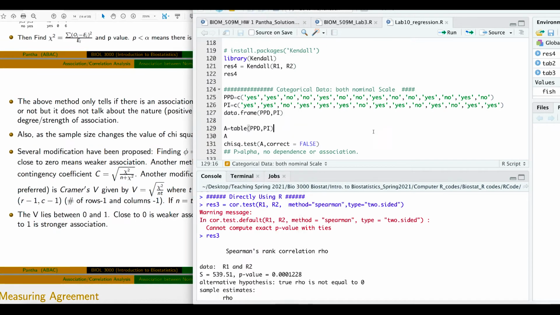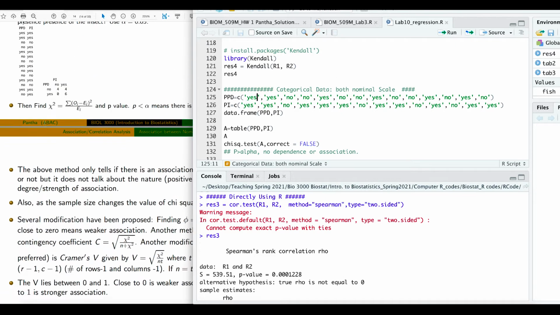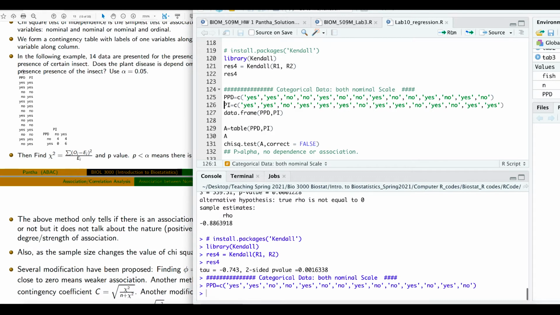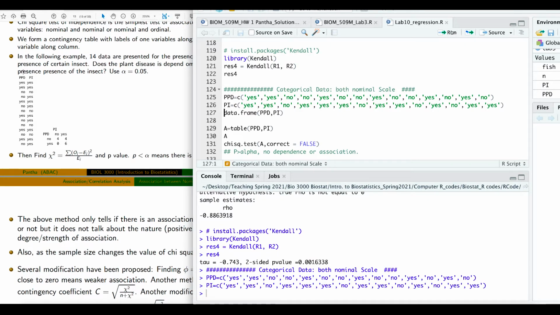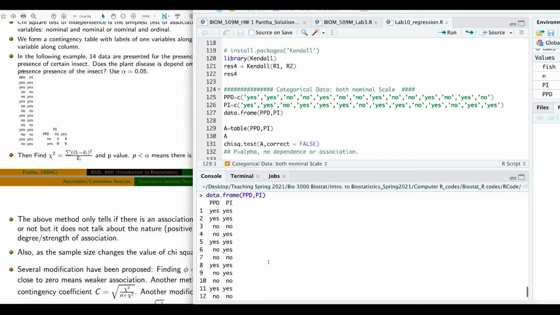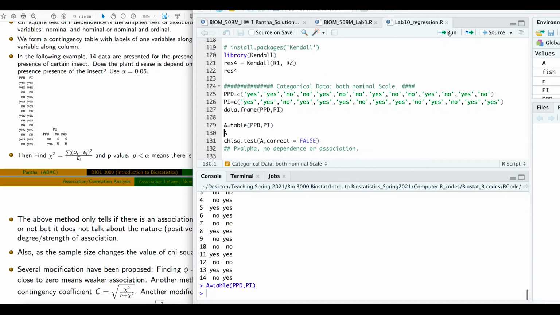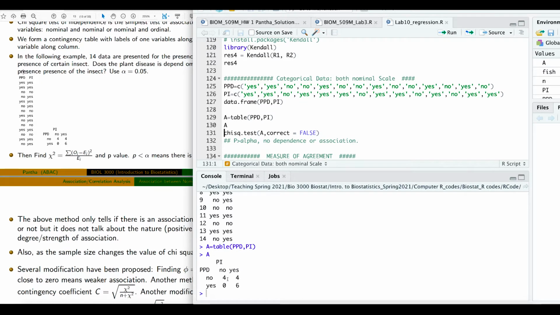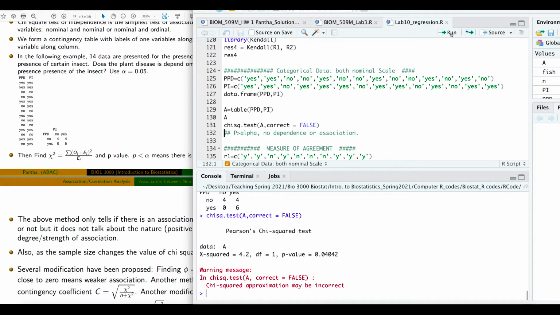I think I have done that here. Look at that, PPD is C. So for PPD, I did the first one, and then I copied that first column. And then PI, presence of insect, I did that, and then I put the data in column format, PPD and PI. If I put the table of that, this is what you get. So how many were no, no, yes, no, and then yes. And if you do the chi-square with correct equals false, what you get is a p-value of 0.04.